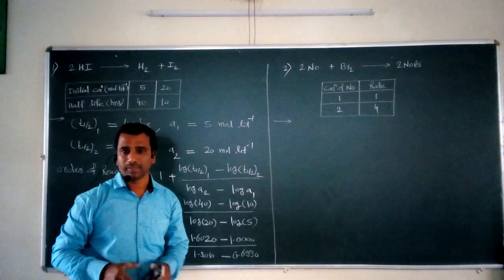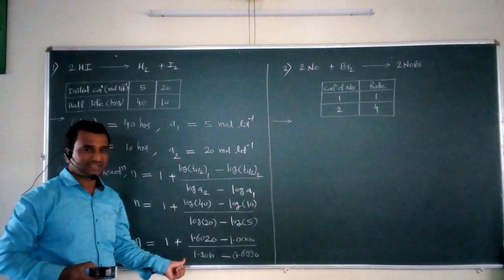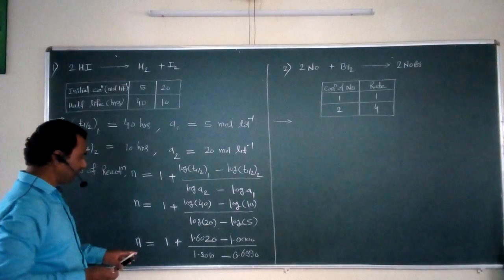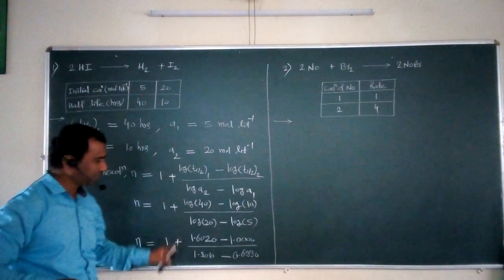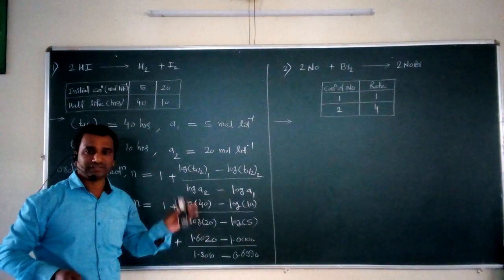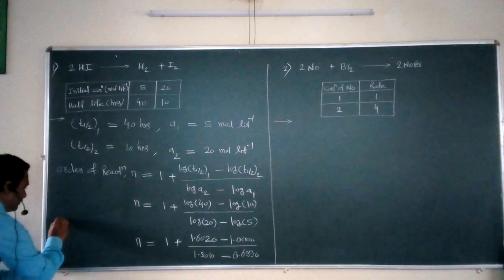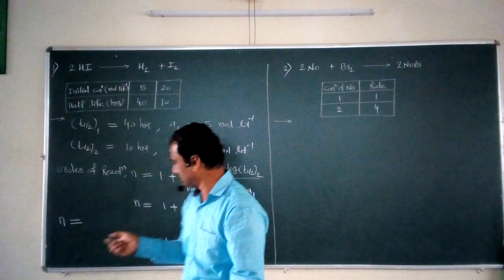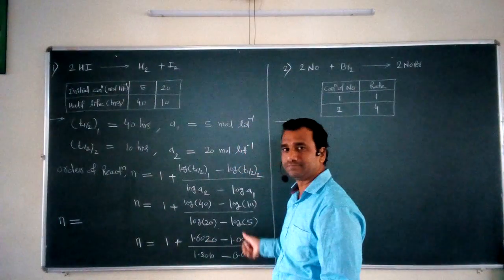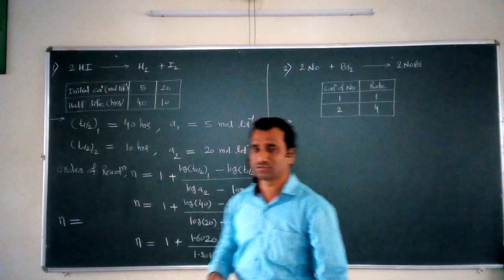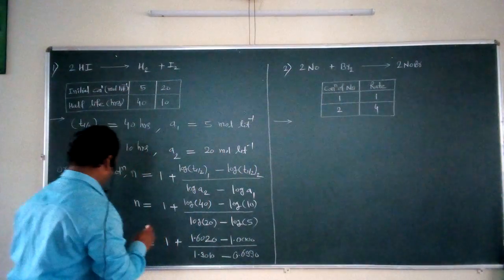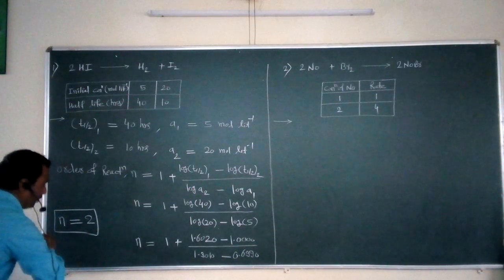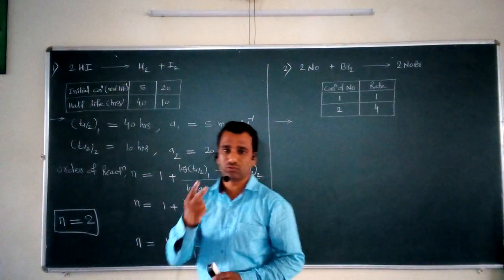Now if we substitute all these log values from the given data, finally we get a value for this n. If we solve the total equation, the value of n comes out to be equal to 2. So we can say that the order of the particular chemical reaction is equal to 2.